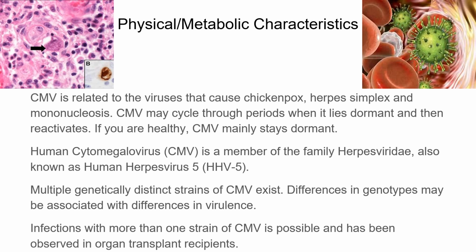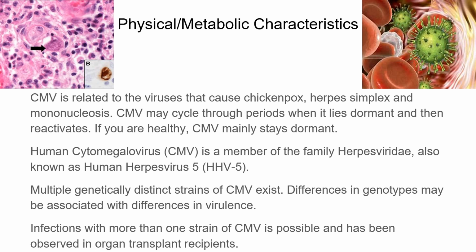And here's another slide of the physical and metabolic characteristics. CMV is related to viruses that cause chickenpox, herpes simplex, and mononucleosis. CMV may cycle through periods when it lies dormant and then reactivates. If you are healthy, CMV mainly stays dormant.